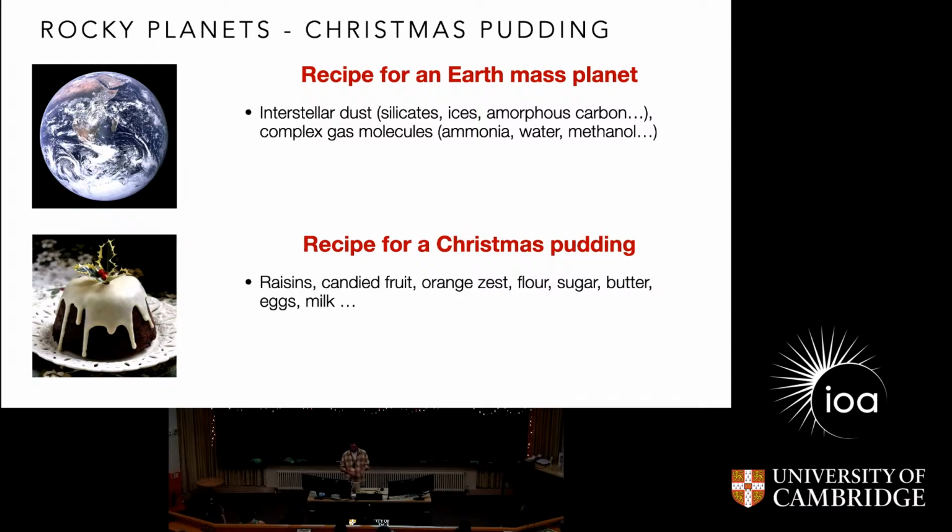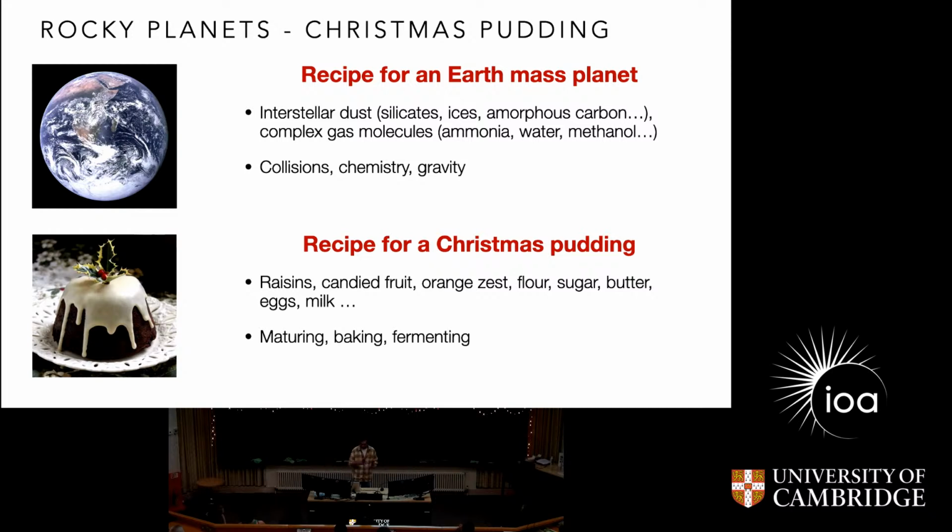And at the same time, for a good Christmas pudding, we need a lot of ingredients. So we need raisins, candied fruits, orange zest, flour, sugar, butter, eggs, milk. So the ingredient list is very long to create the Earth. And what does the preparation involve? For the Earth, it involves collisions between dust grains, and then we need a lot of chemistry because these dust grains, once they collide, need to chemically react to stick together. And at some point, we also need gravity to make the Earth stick together.